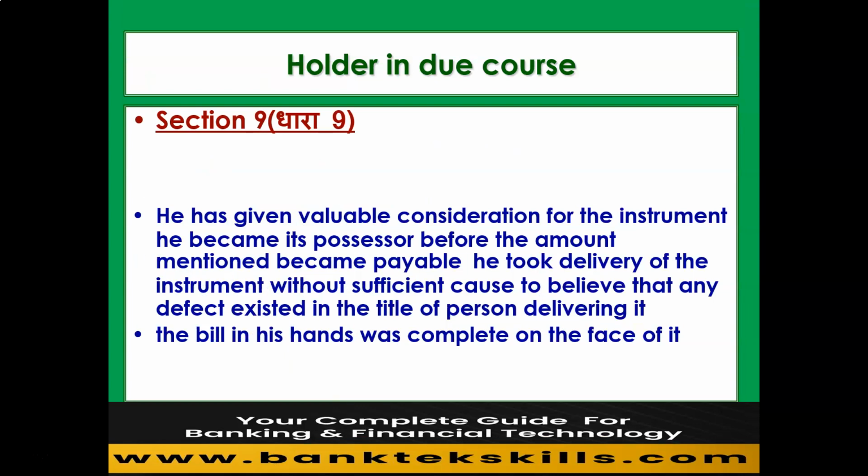Section 9, holder in due course. He has given a valuable consideration for the instrument. He has become the possessor before the amount mentioned became payable. He took delivery of the instrument without sufficient cause to believe that any defect exists in the title of the person delivering it. The bill in his hands was complete on the face of it. That is called holder in due course. He has given some consideration for the instrument, and therefore he becomes the possessor before the amount mentioned became payable. So he is holder in due course.